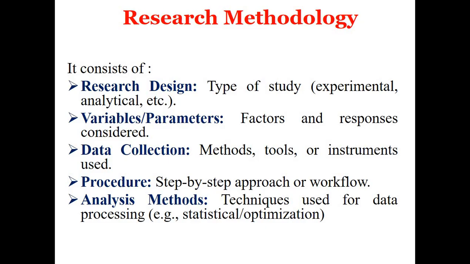Variable parameters. We have to change the input parameters, change the different process parameters, and accordingly check their responses. Then data collection: different methods, tools or instruments are used to collect all the experimental or analytical data. According to the data, we write our results and discussion. For the procedure, we have to follow a step-by-step approach or workflow to write our research paper or research journal.